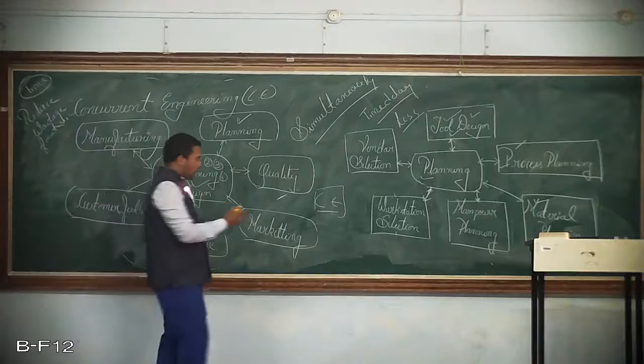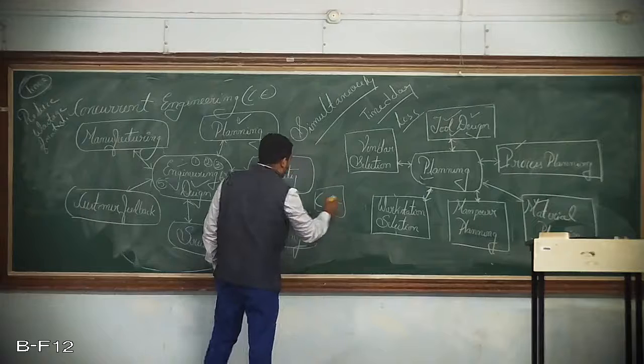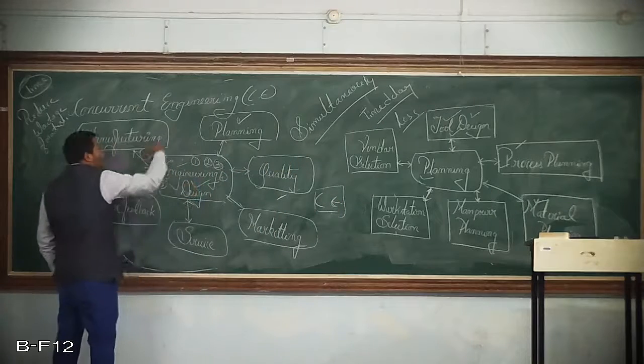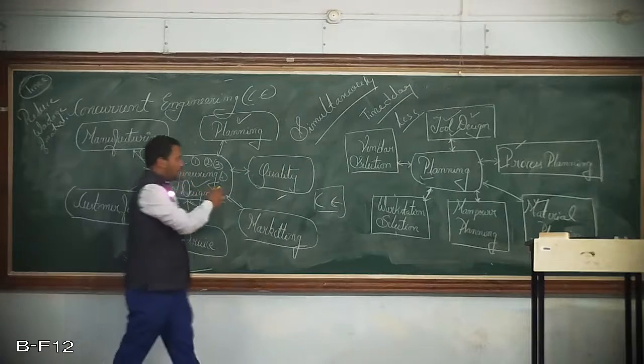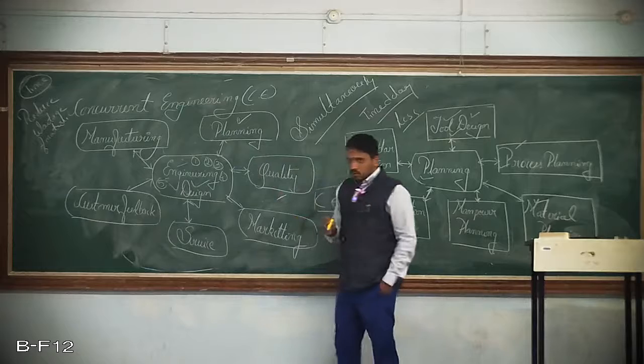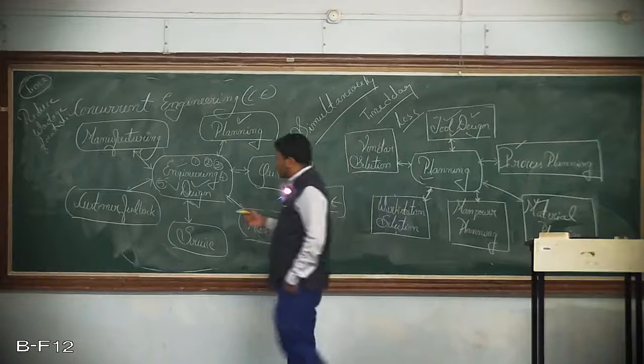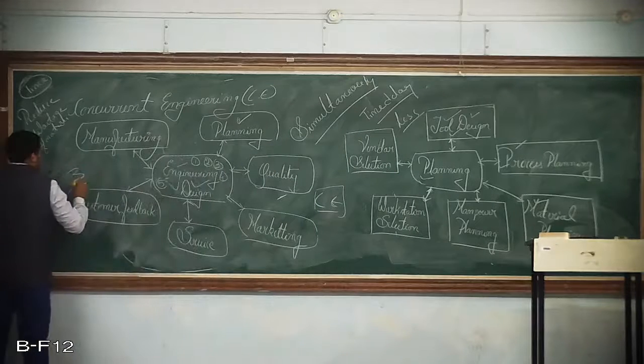And in concurrent engineering, how does the engineering design convey his ideas to all these departments? He might have certain sources, for example, here is the 3D modeling.